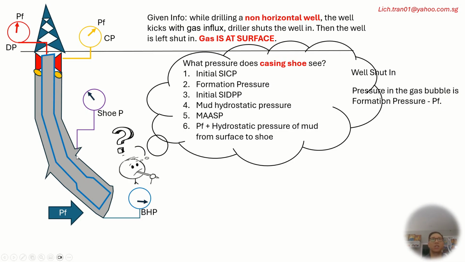So what else is acting against the shoe? We have the mud column below the gas bubble, all the way from below the gas bubble down to the shoe TVD, right? So that works out to the hydrostatic pressure of the mud from surface to shoe, somewhere about that, right? So the answer is number 6: formation pressure plus hydrostatic pressure of the mud from surface to shoe.